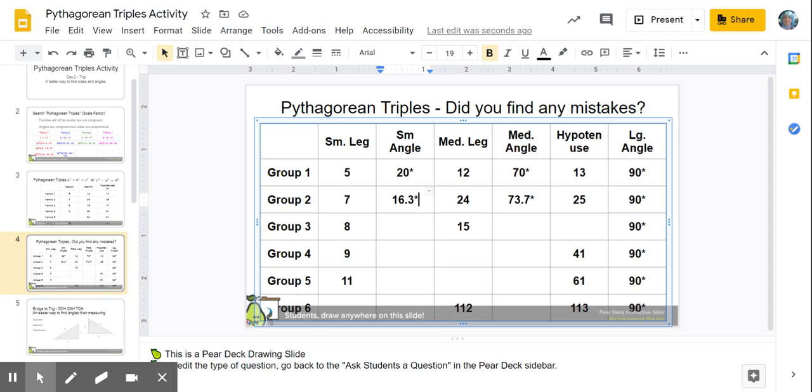So let's see if we can do the 8, 15. What was the missing side over here in this table? Anybody remember from yesterday? What was that? 8 squared plus 15 squared equals what? 289. And then square root that and you get, I'm hearing somebody say 17. Sweet.